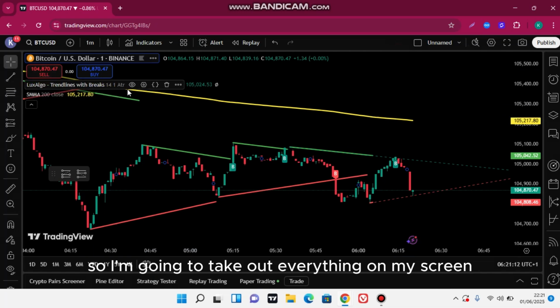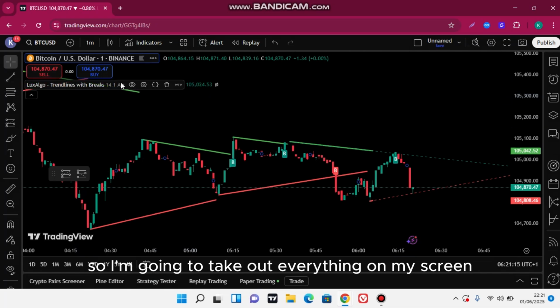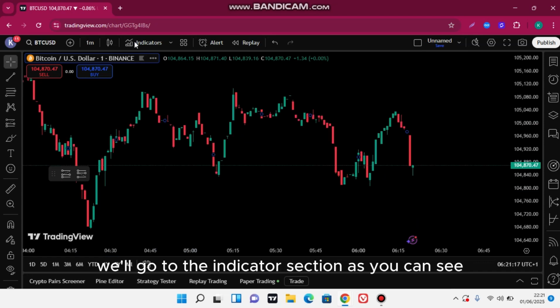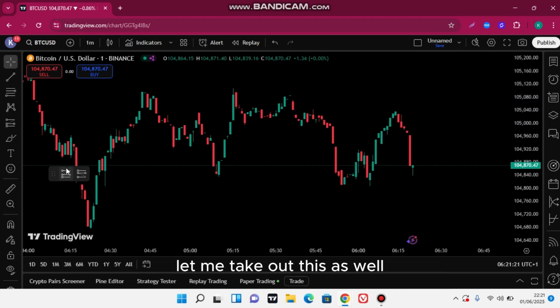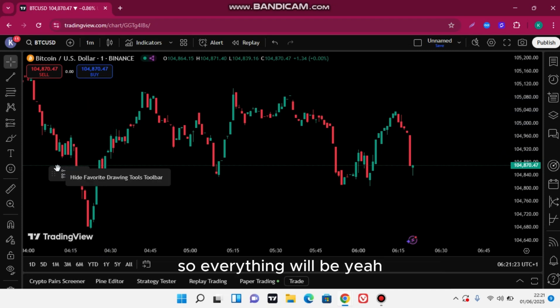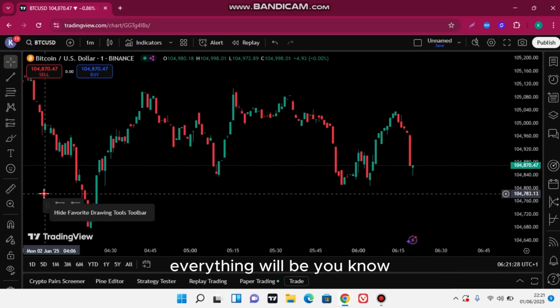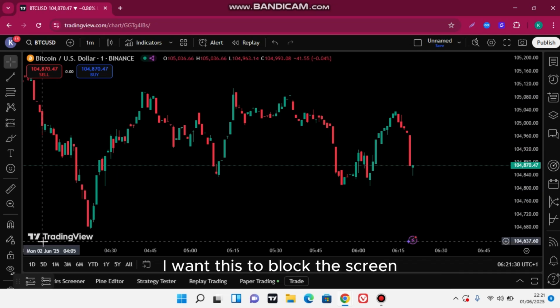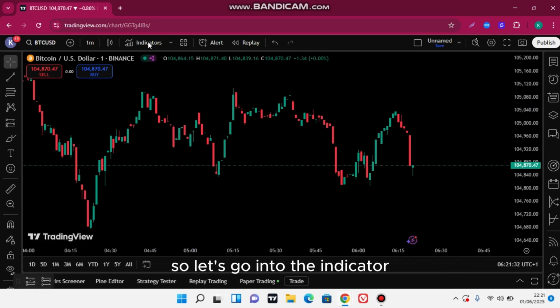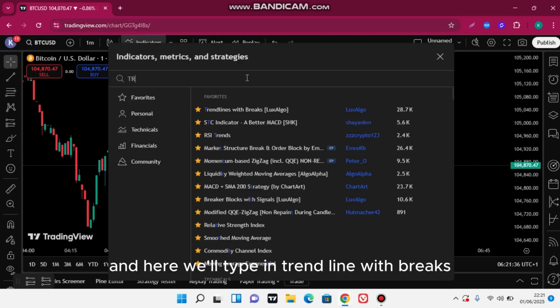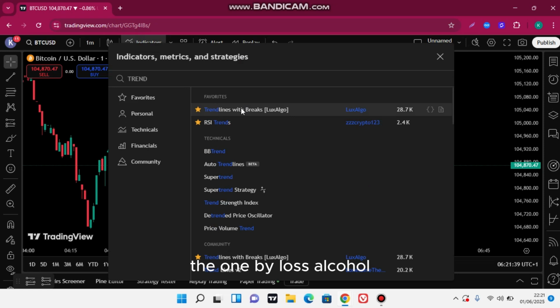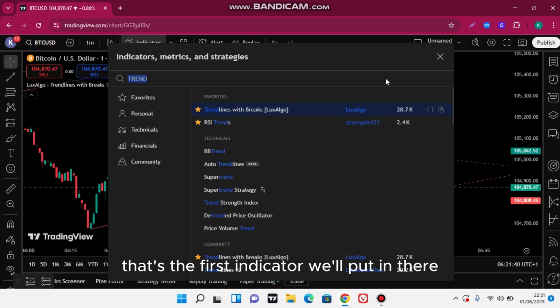So I'm going to take out everything on my screen so we can start again. We'll go to the indicator section. As you can see, let me take out this as well. I don't want this to block the screen. So let's go into the indicator, and here we'll type in Trendline with Breaks, the one by LuxAlgo. That's the first indicator we'll put in there.